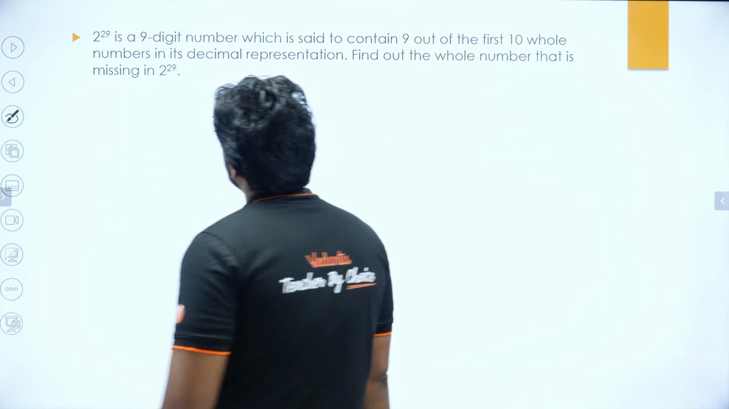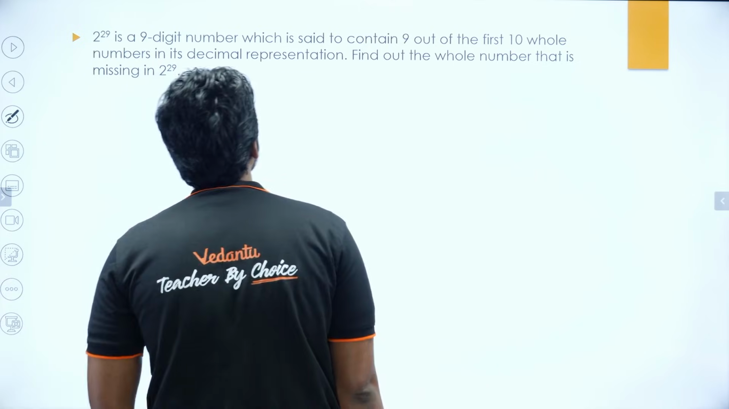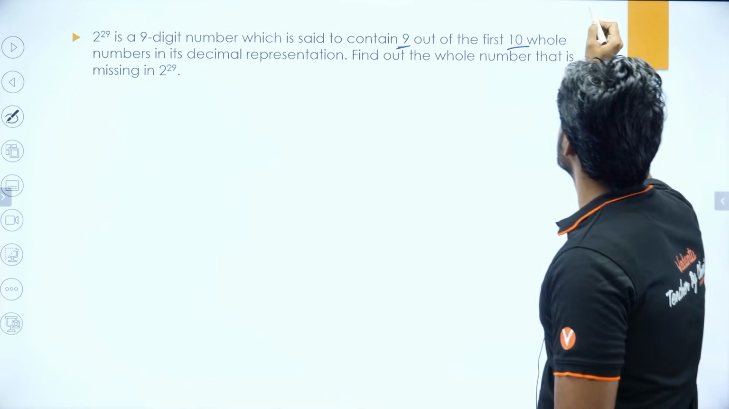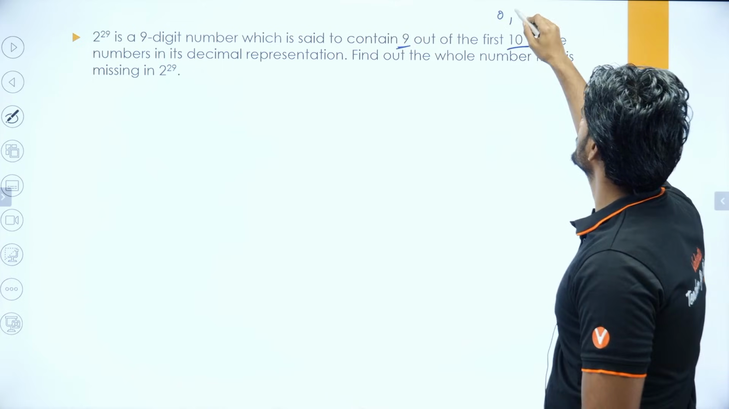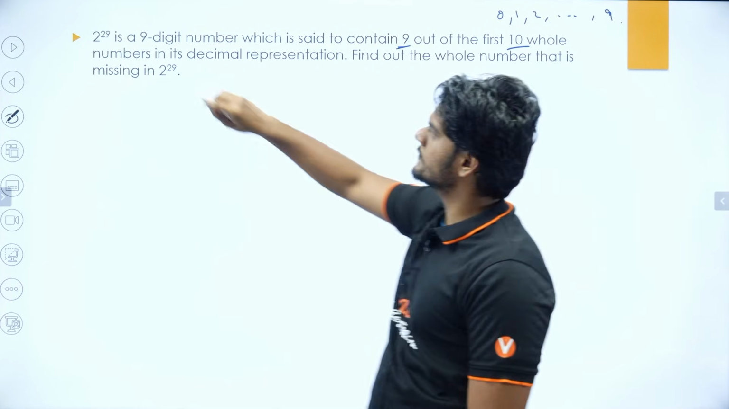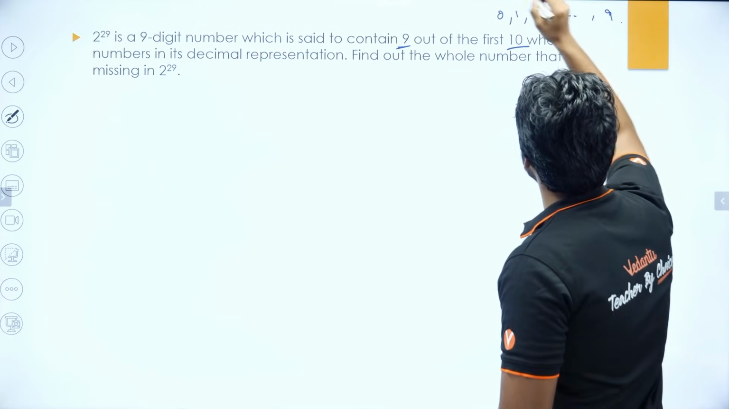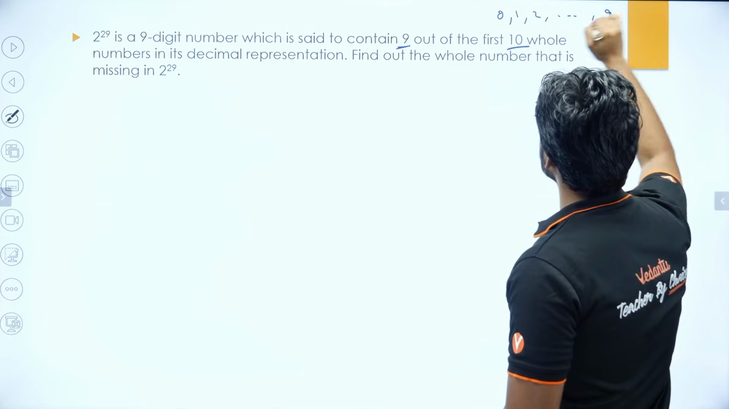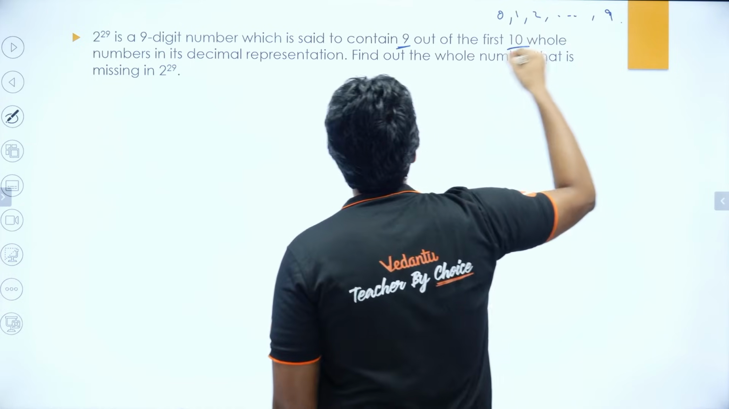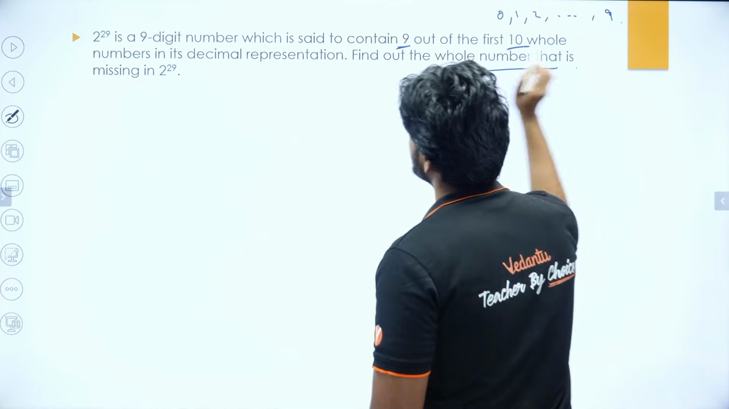2 power 29 is a 9-digit number which is said to contain 9 out of the first 10 whole numbers. What are the first 10 whole numbers? 0, 1, 2 till 9. So 2 power 29 is a 9-digit number which apparently has 9 of these digits, and we have to figure out which number is missing. Find out the whole number that is missing.